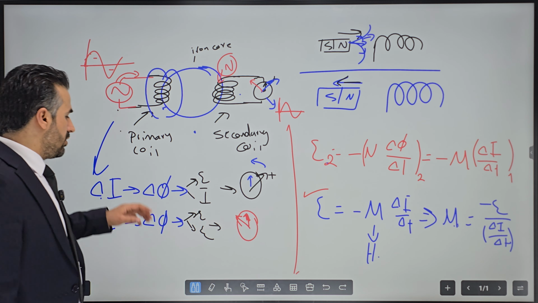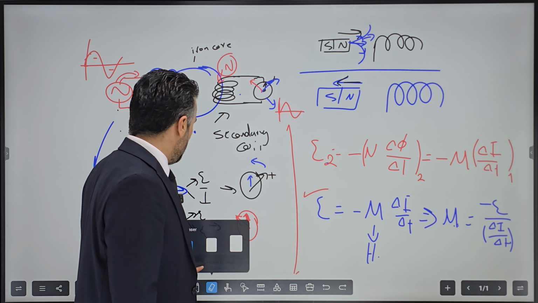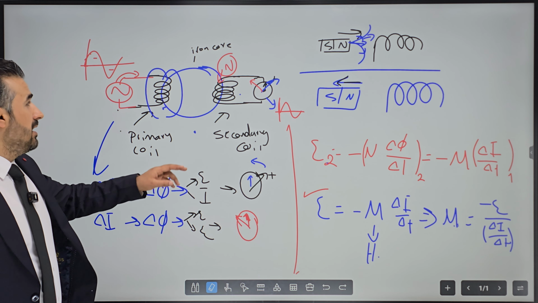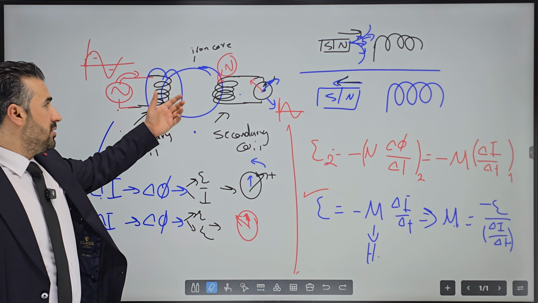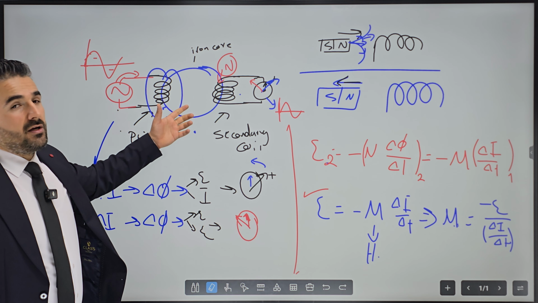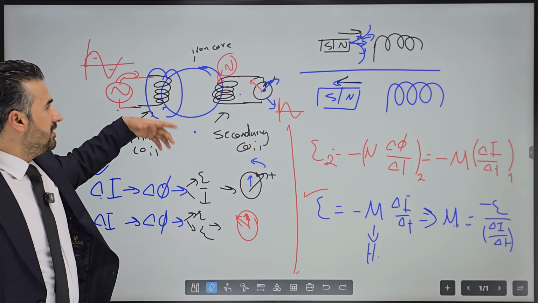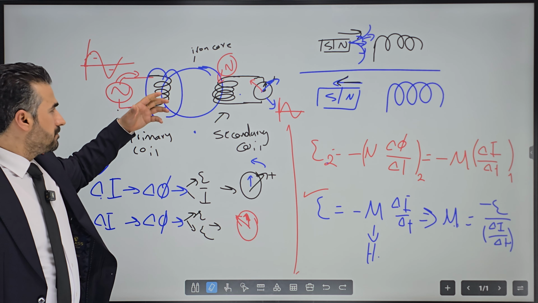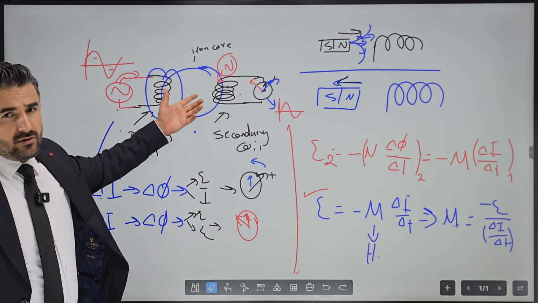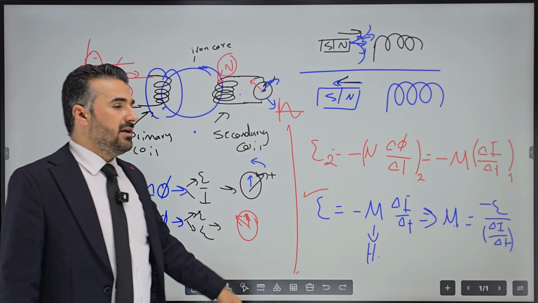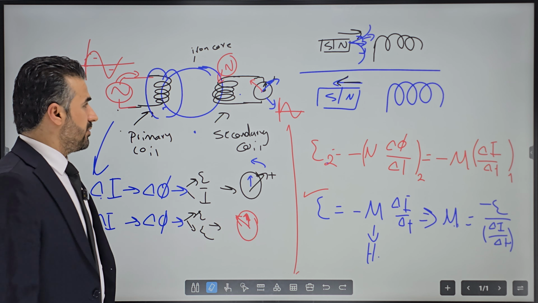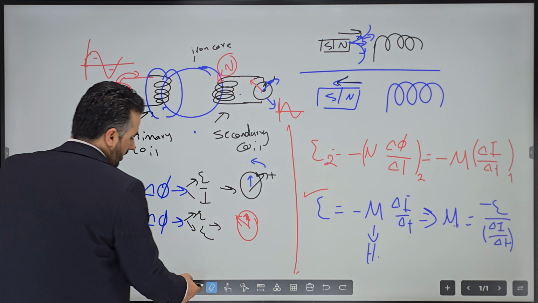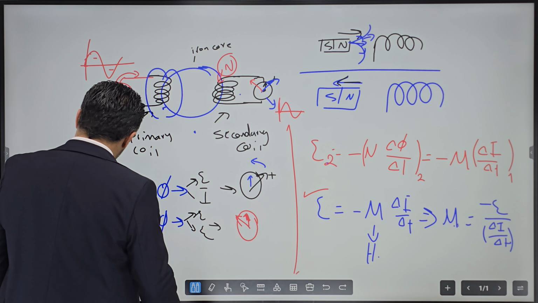What does mutual inductance depend on? It depends on two things. It depends on the geometrical property of the coils, such as the number of turns on each of the two coils, and also the orientation of the two coils as well. Like, how are they put together?